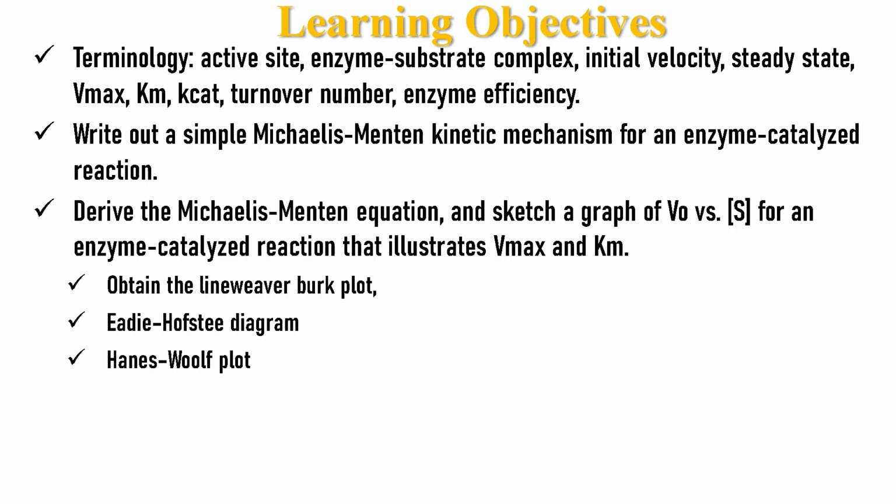You should also know, very importantly, how to sketch the graph of your V0, which is the initial velocity, versus the substrate concentration for an enzyme catalyzed reaction, and how you illustrate what the Vmax is, the maximum velocity, or the Michaelis-Menten constant. We will also do some transformation, how we transform this equation to obtain the Lineweaver-Burk plot, which we describe as a double reciprocal plot, the Eadie-Hofstee plot, and then the Hanes plot. We are going to be looking at all this in a moment.